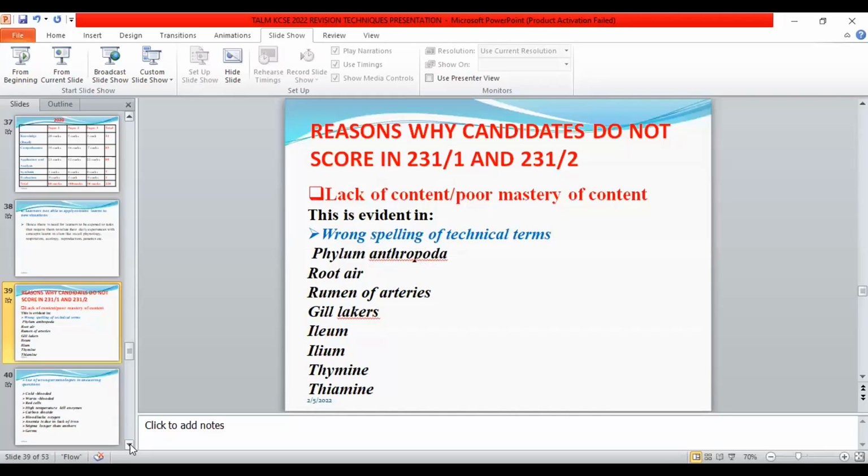And there are several reasons why our students are not scoring in biology paper 1. One of them is poor mastery of content, or they simply lack the biology content. And this has been observed in several cases. As we mark the exam, you teachers are also examiners. So in fact, you are the ambassadors of the examiners in your schools, and you have seen that our students normally make wrong spelling of technical terms.